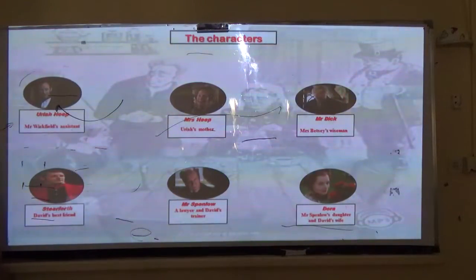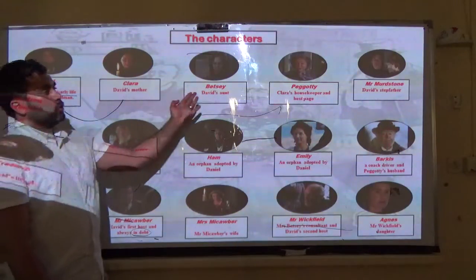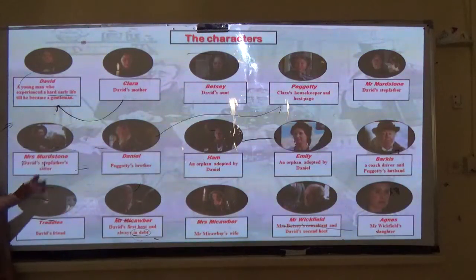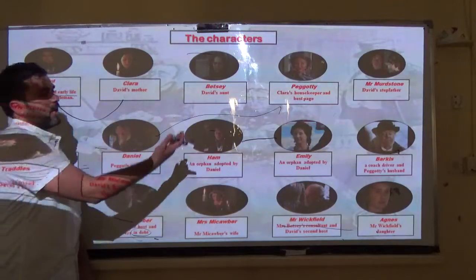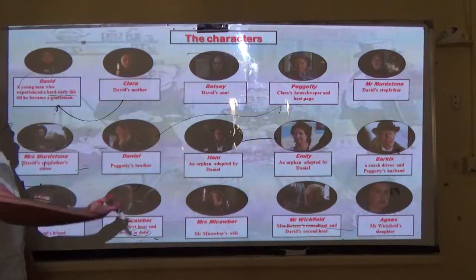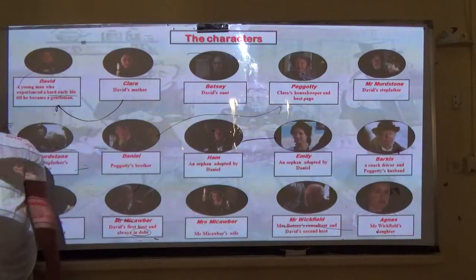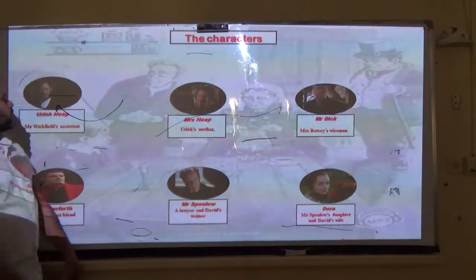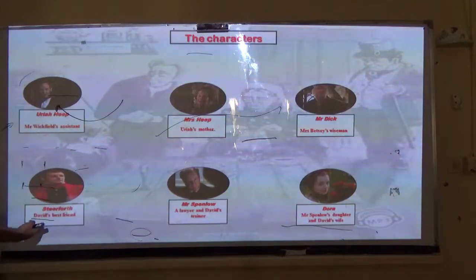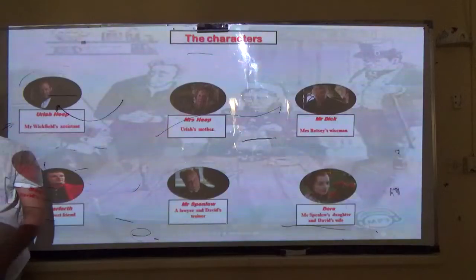All of these are the characters. So let's repeat them again. David, Clara, Miss Betsy Trotwood, Clara Peggotty, Mr. Murdstone, Mrs. Murdstone, Daniel Peggotty, Ham, Emily, Barkis, Tommy Traddles, Mr. Micawber, Mrs. Micawber, Mr. Wickfield, Agnes, Uriah Heep, Mrs. Heep, Mr. Dick, Steerforth, Mr. Spenlow, Dora. These are the characters of our novel.